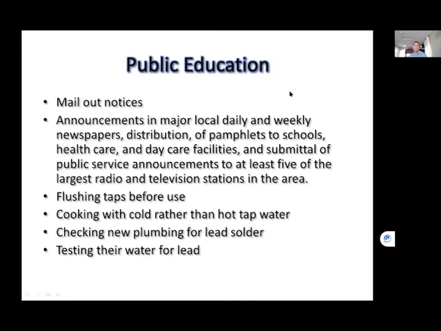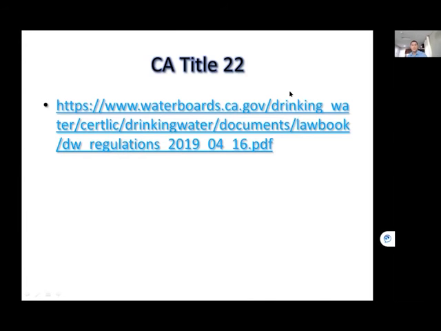Public education is huge. Mailing out of notices, announcements in major local daily and weekly newspapers, distribution of pamphlets to schools, healthcare and daycare facilities, submittal of public service announcements to at least 5 of the largest radio and television stations in the area, flushing taps before use, cooking with cold water rather than hot tap water, checking new plumbing for lead solder, testing their water for lead.